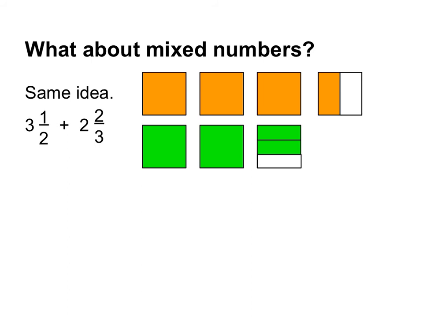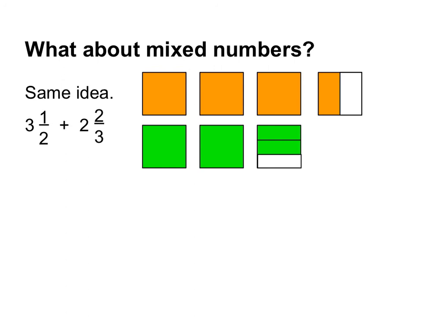So I have 3 whole boxes shaded in and then half of that last box. So I broke it into 2 pieces, shaded 1. In the green, I have 2 2/3. So I have 2 whole boxes shaded in green and then 2/3 of that last box. Broke it into 3 parts, shaded 2 of them. And now I just need to add these together.